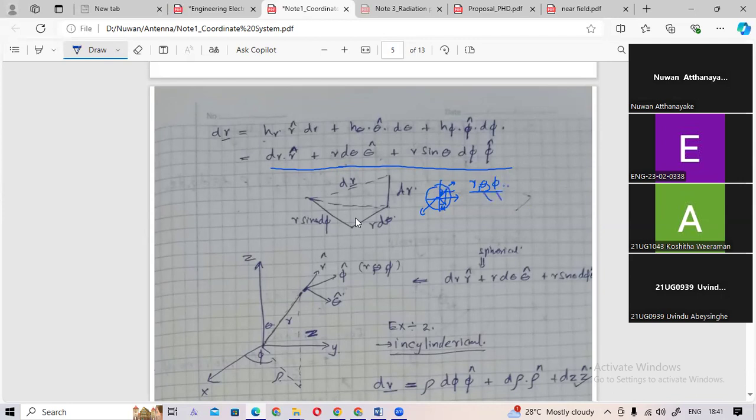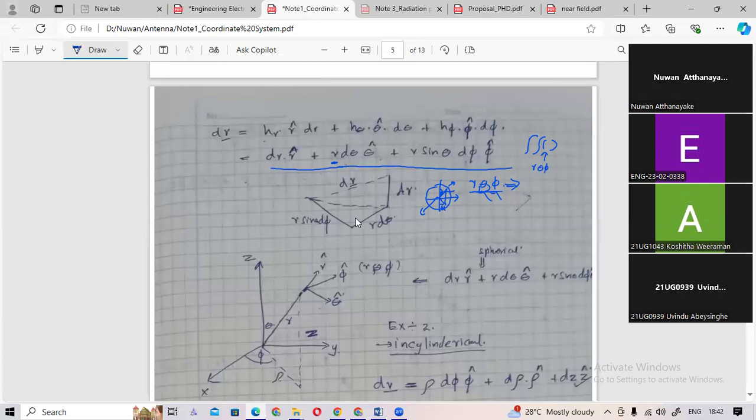If you want to evaluate the surface integration using spherical coordinates, you always have to do the integration with respect to the theta and phi variables. Theta is coming along with r. So you have to do the integration. The function should be there. This function may be a function of r, theta, and phi, or maybe a constant.